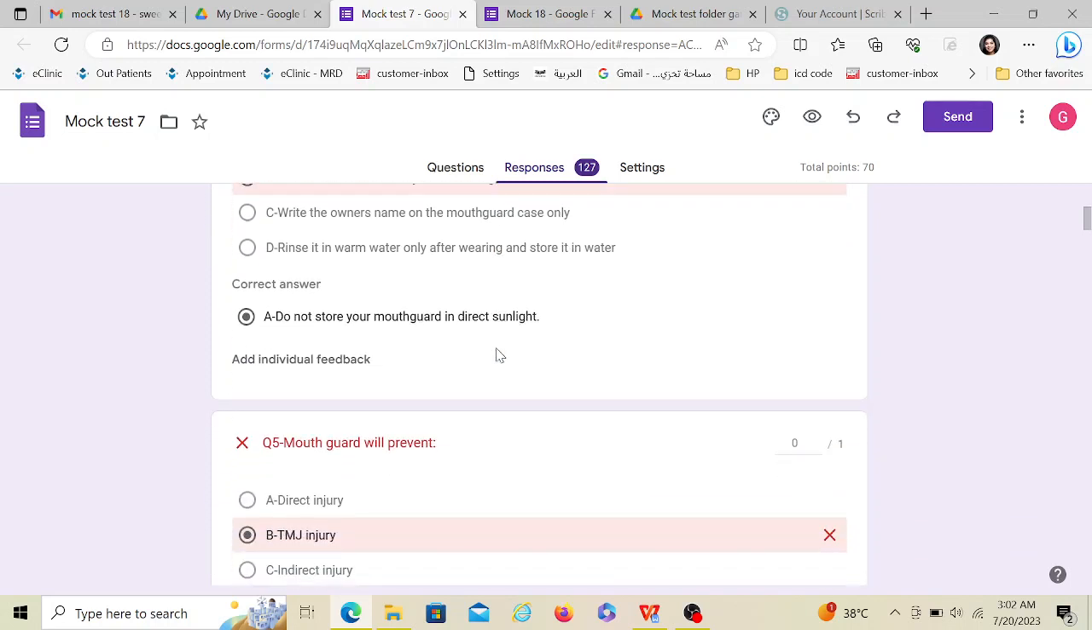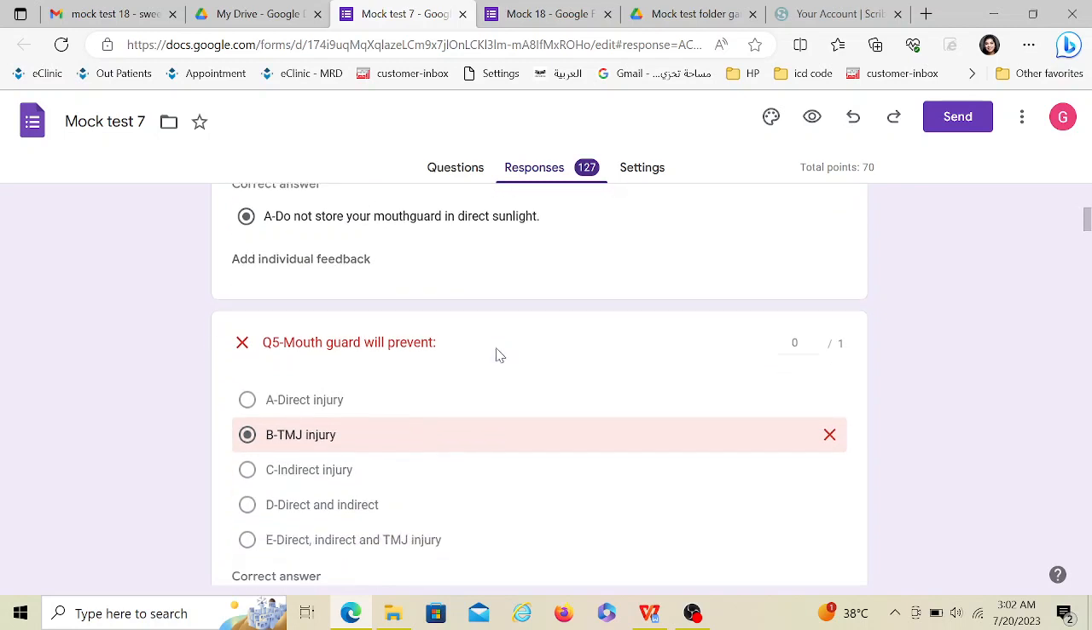The mouth guard will prevent. Very important question. Direct injury, TMJ injury, indirect injury, direct, indirect, and TMJ injury. See, when I say direct injury, of course, that's correct. You're wearing a mouth guard, somebody tries to punch you on the face. Of course, it's going to prevent direct injury. What is indirect injury?